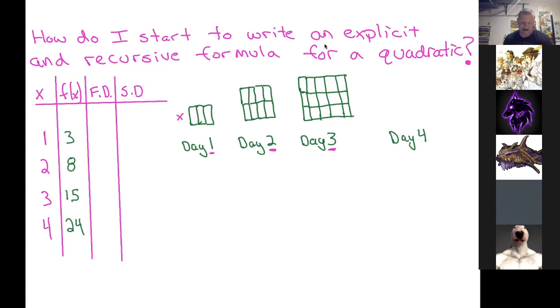All right, so if x matches the day, now let's start thinking about the width of the thing. So the width of this is 3, right? The width of this one is 4. The width of this one is 5. What's the relationship now between the day and the width? It's not the same like the height was, right? It's different. How much different is the width than the day?